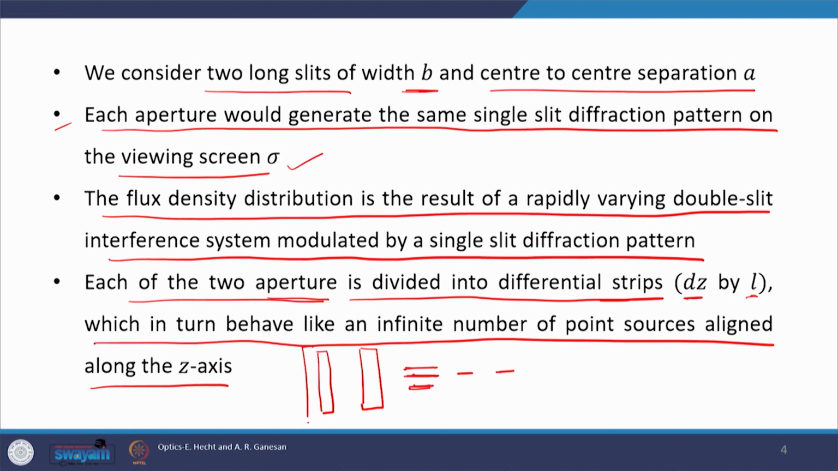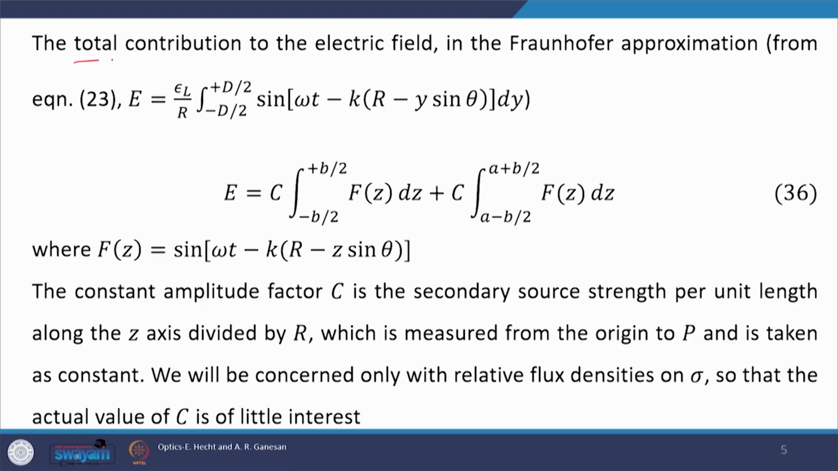This is the aperture, and this is the modified line sources, because we know that each line source behaves like a point source which emits a circular wave. Now, the total contribution to the electric field in the Fraunhofer approximation will be given by equation number 23, which we derived in the last lecture. And what is equation number 23?